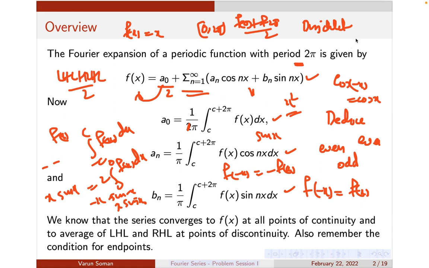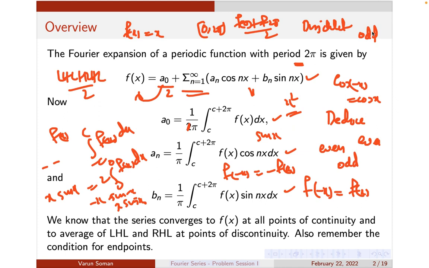And the product of an even function and an odd function is always odd, because when you substitute minus x, from the even function factor, minus would not come out, but from the odd function factor, minus would come out. So altogether there will be a minus sign.